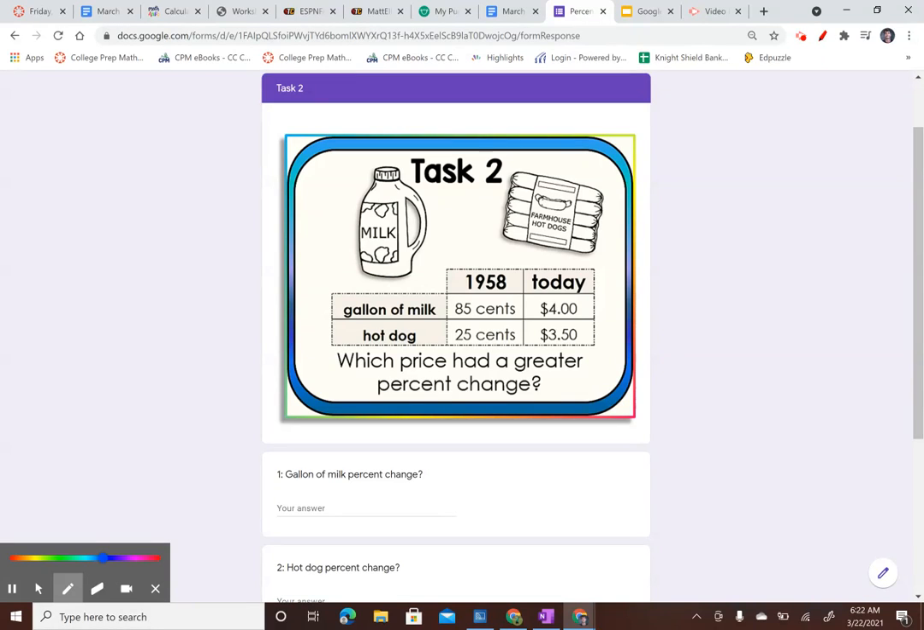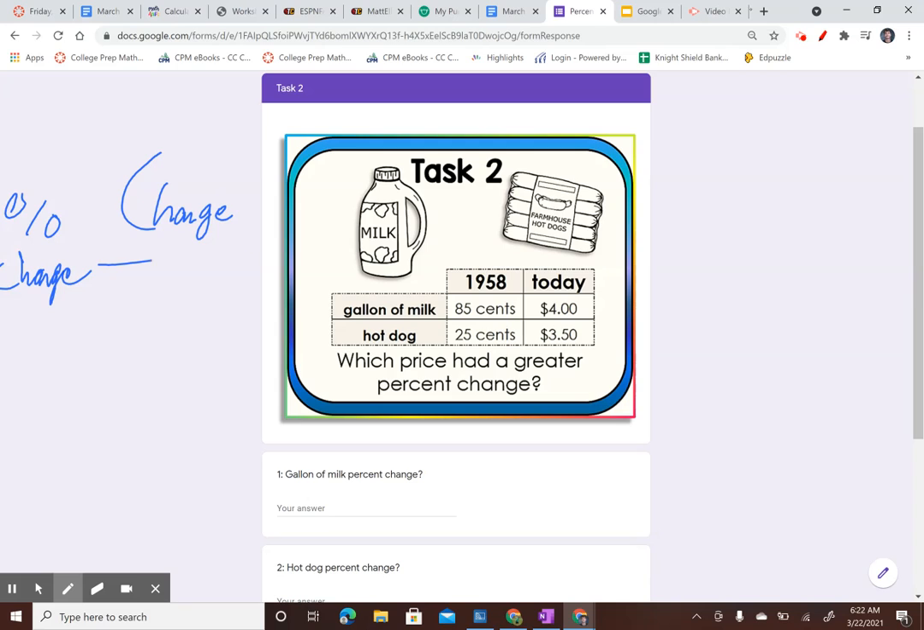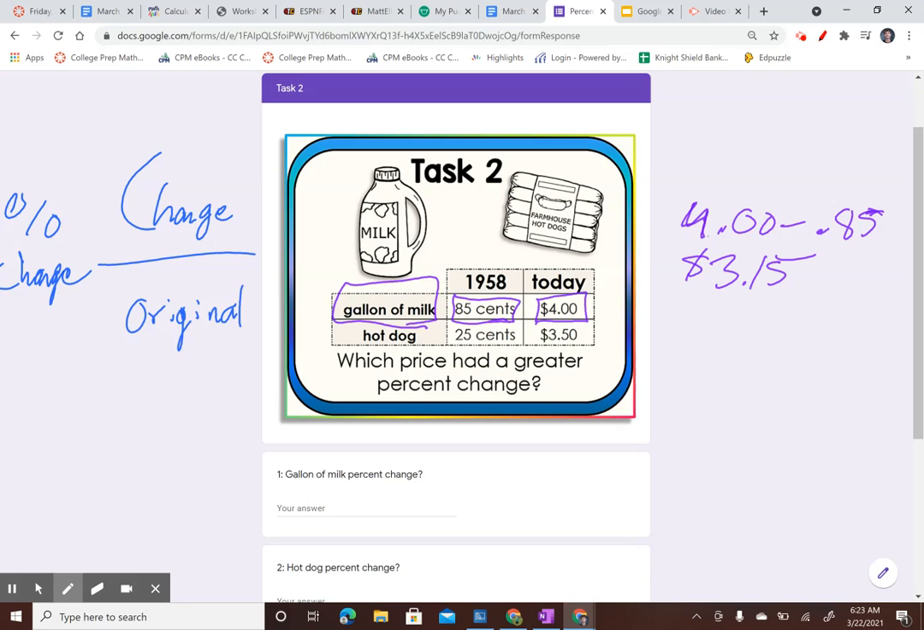All right, so now we're looking at task 2. Remember, when we calculate our percent change, we're going to be doing our change in price divided by our original price. And so here, when I figure out my change in price for, say, a gallon of milk, I'm going to need to take my cost of today's price, which is $4.00, and subtract the cost of the price from 1958, which would be 85 cents or 0.85. When I do $4.00 minus 0.85, I get an answer of $3.15. That's the difference between the two costs.